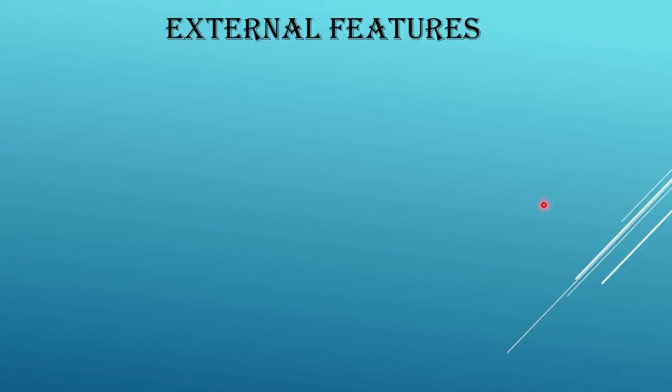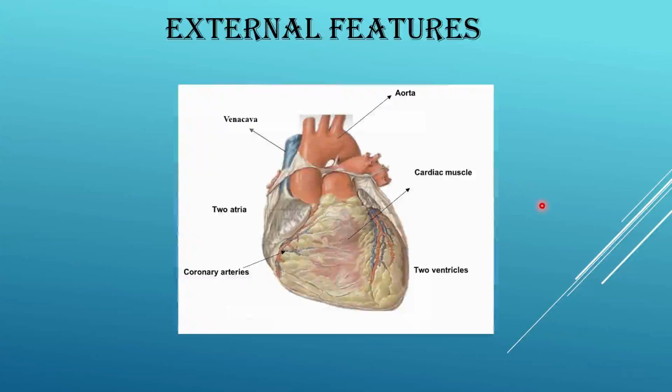Now we'll come to the external features of the heart. You can see from the shape of the heart, it is roughly triangular and the pointed tip is towards the lower part, towards the left side, that I showed you. There are two auricles here on top, which are the receiving chambers, and the two lower ventricles. It is also associated with blood vessels.